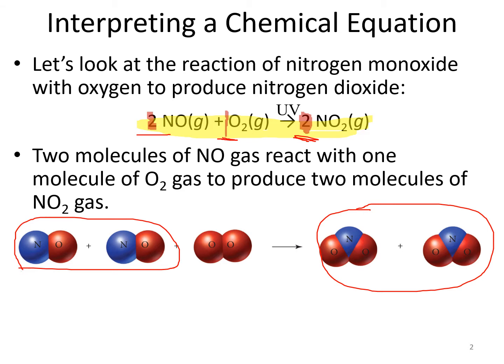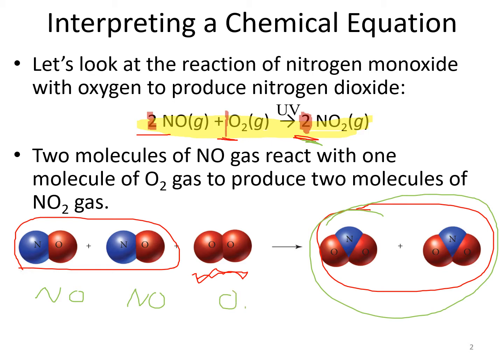So for example, in order to make this reaction happen, we need to have 2 moles or 2 molecules of nitrogen monoxide reacting with 1 molecule of oxygen gas, and that'll give us 2 molecules of nitrogen dioxide. Now remember guys, this is a ratio, so it could easily be 4 nitrogen monoxides plus 2 O2s will give us 4 nitrogen dioxides.